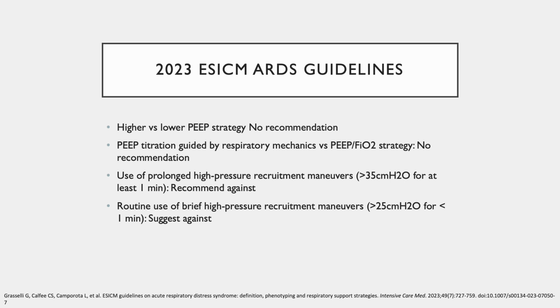The 2023 ESICM guidelines provide the following recommendations. In terms of higher versus lower PEEP, it does not actually state a particular recommendation, and whether or not a respiratory mechanic-based strategy should be used remains uncertain. It, however, recommends against the use of prolonged high-pressure recruitment maneuvers based on the concerns raised by the ART trial of potentially increased mortality and barotrauma, and it also suggests against routine use of brief high-pressure recruitment maneuvers.